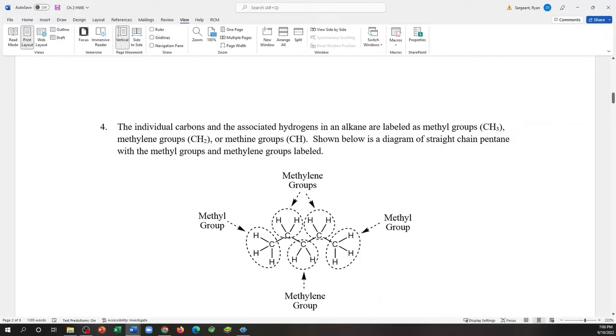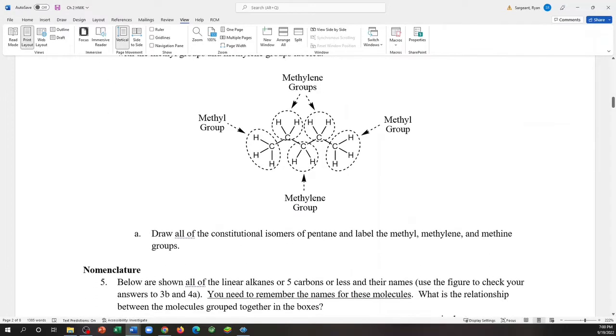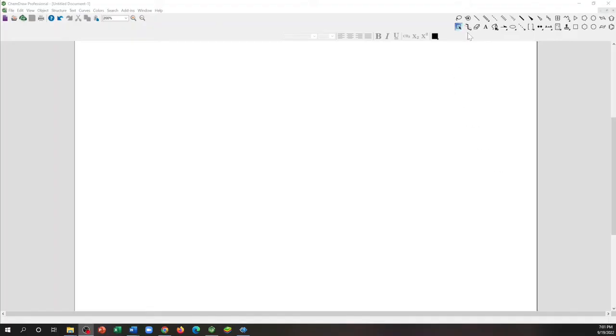And that's just vocabulary. Chemists use these words methyl and methylene all the time. What we want to do now is draw all the constitutional isomers of pentane, and we're going to label the methyl, the methylene, and the methine groups. And I haven't introduced methine to you, but when we get to the constitutional isomers of pentane, we'll see some methines.